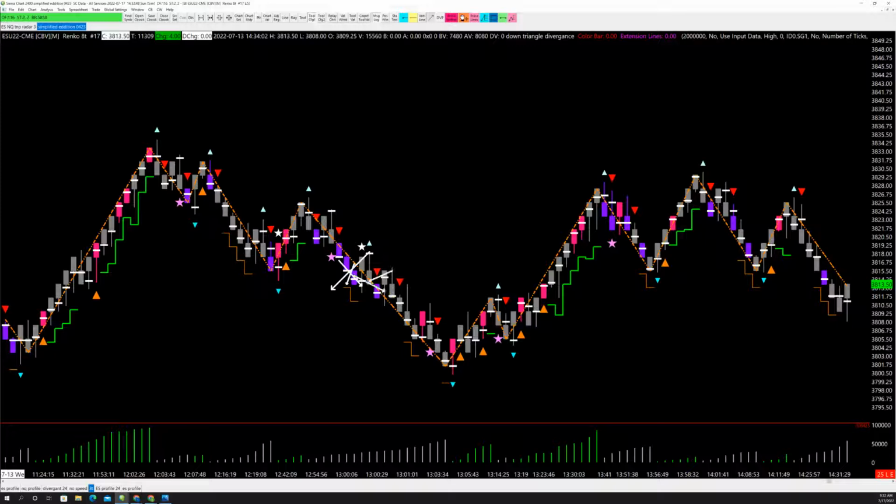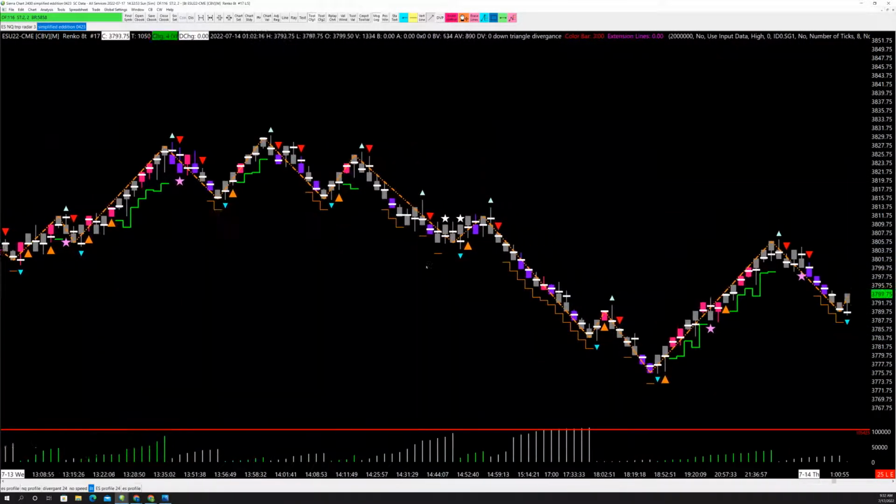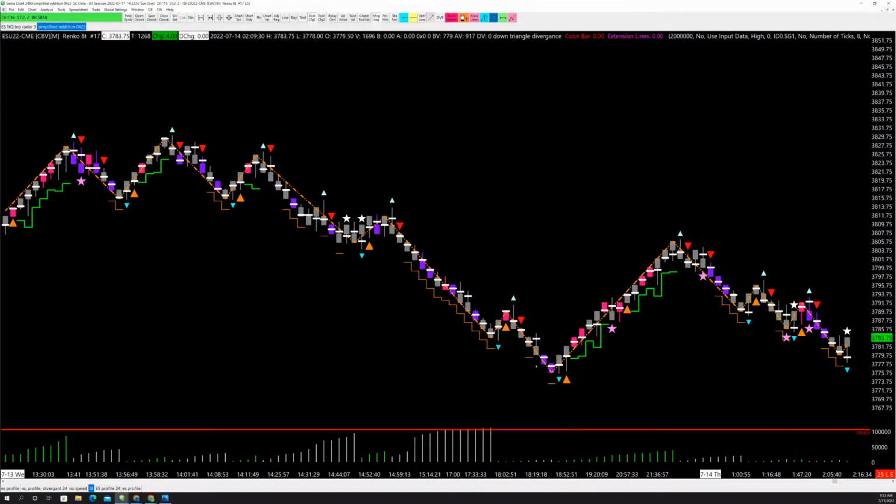Purple bar, point of control above. This is Wednesday, right in front of the Fed meeting. No one would have been trading it. Just as a side note, let's see if we get another setup in here.